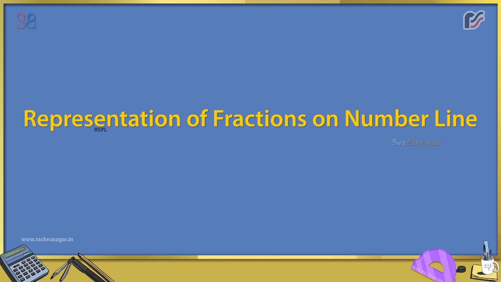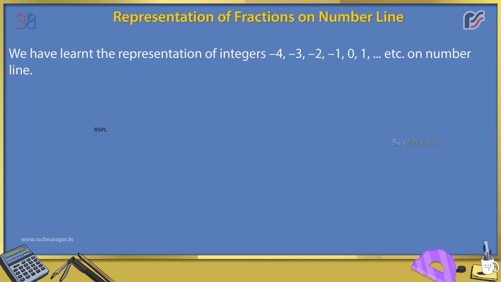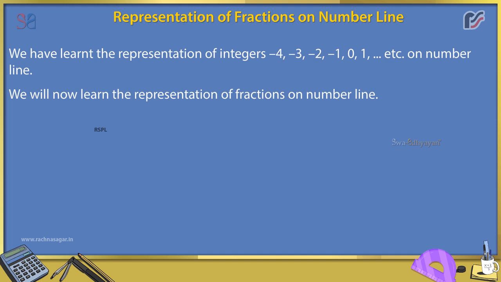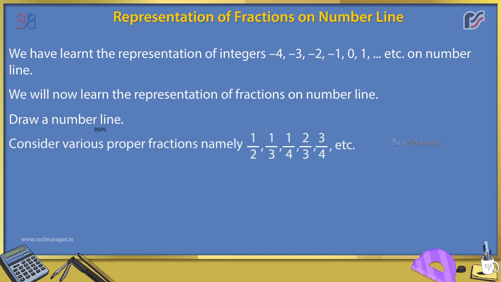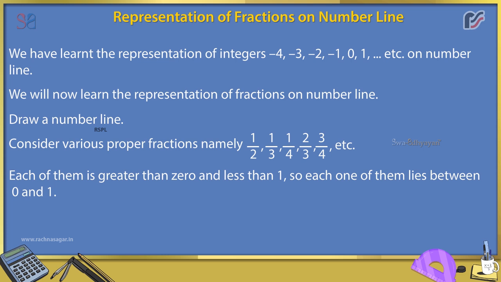Representation of fractions on number line. We have learnt the representation of integers -4, -3, -2, -1, 0, 1 and so on, etc. on number line. We will now learn the representation of fractions on number line. Draw a number line. Consider various proper fractions, namely 1 by 2, 1 by 3, 1 by 4, 2 by 3, 3 by 4, etc. Each of them is greater than 0 and less than 1. So, each one of them lies between 0 and 1.